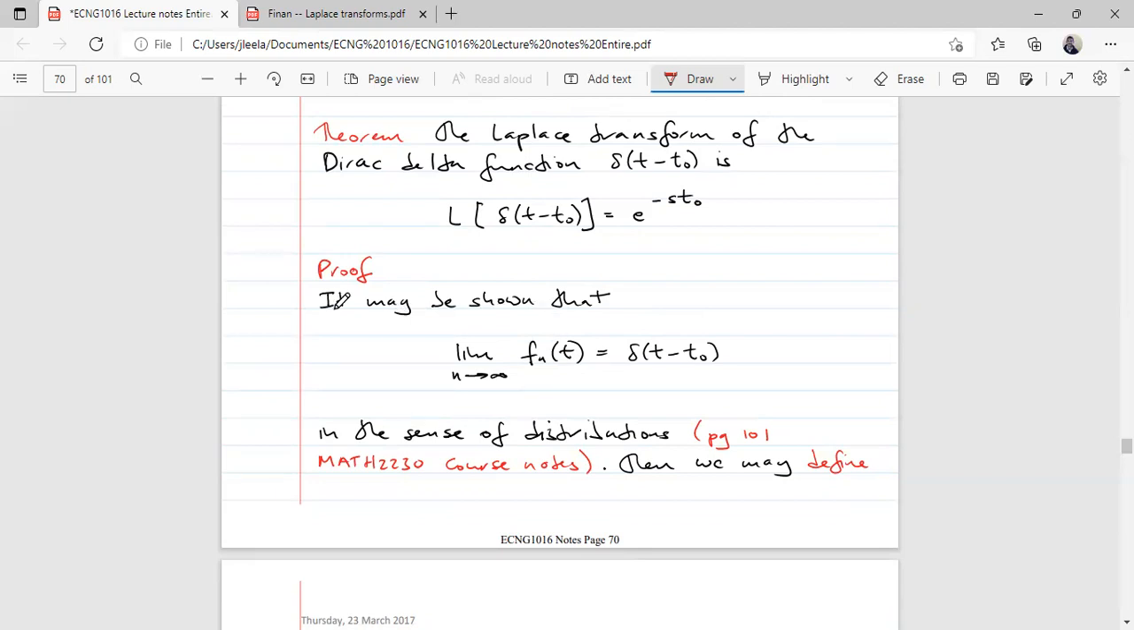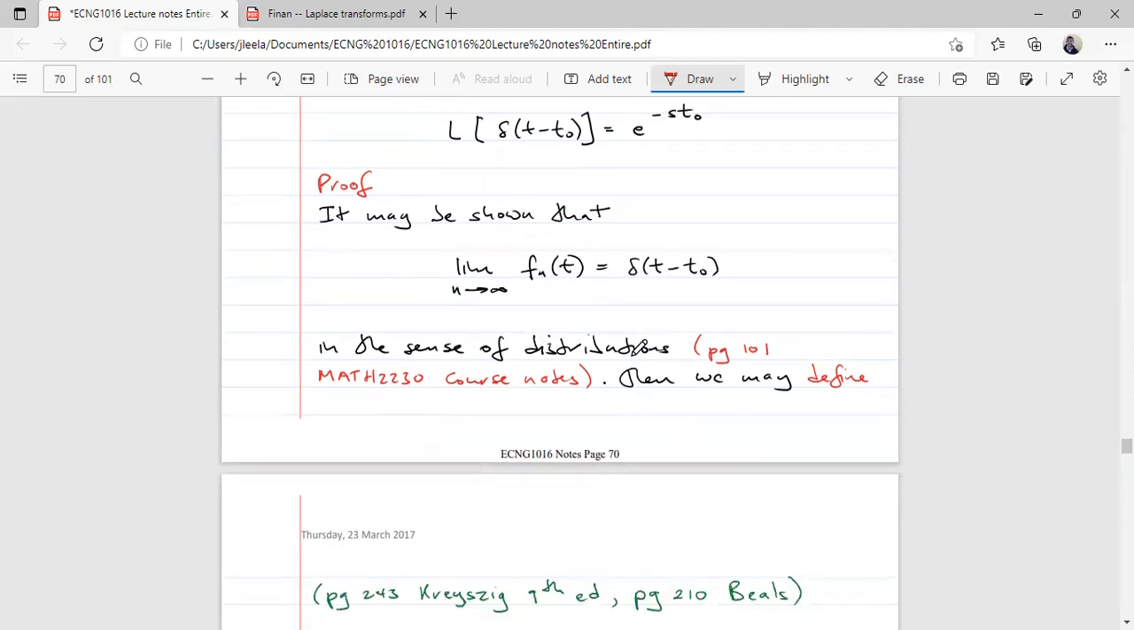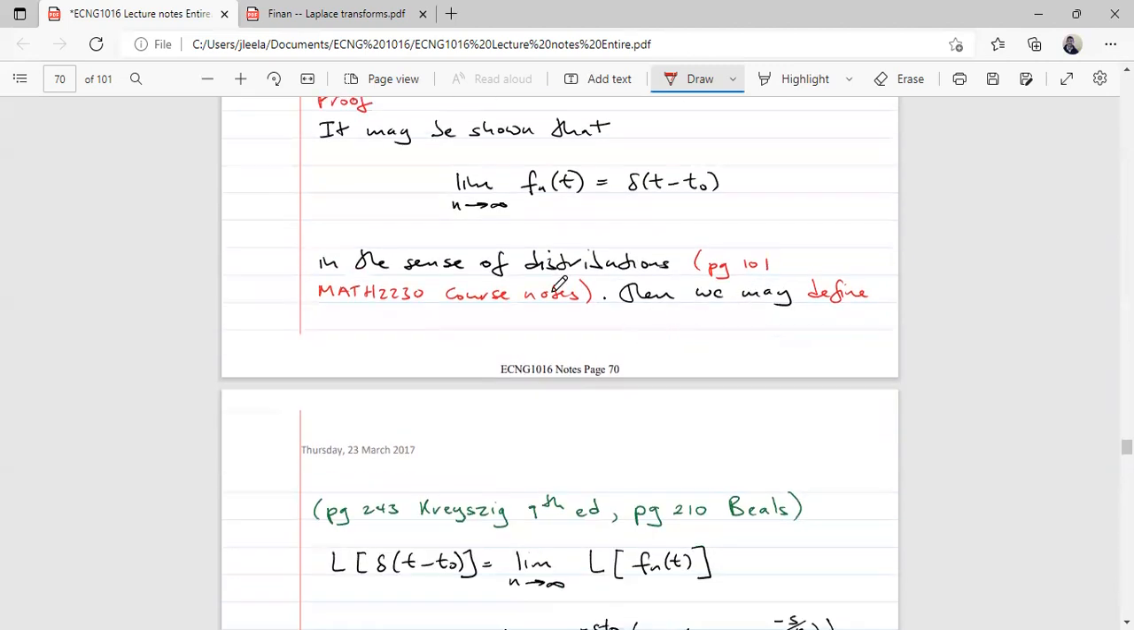right? So we have, it may be shown that the limit of n approaching infinity of f_n(t) is equal to the Dirac delta function. So as this limit approaches infinity, we get the Dirac delta function in the same sense of distributions, right? So you could look at this page here in the course notes, Math 2230, right? I think you may have access to that, so you would be able to look at it a little more in detail.